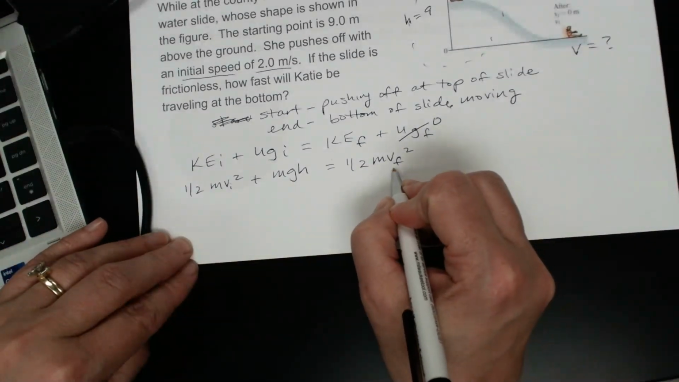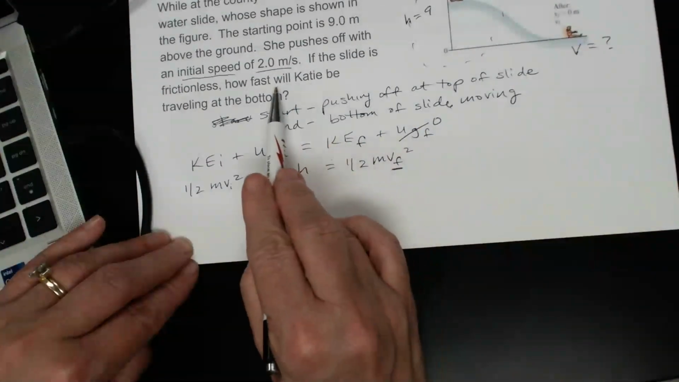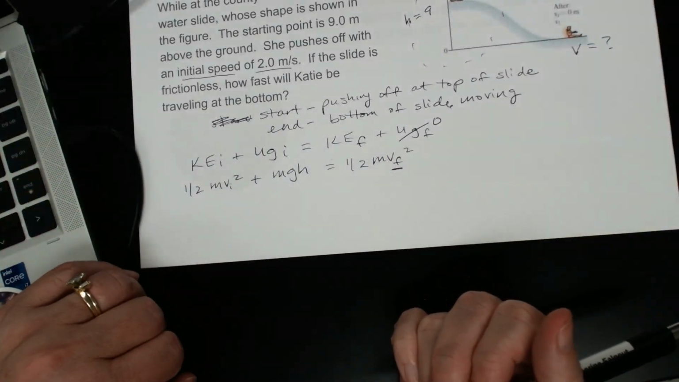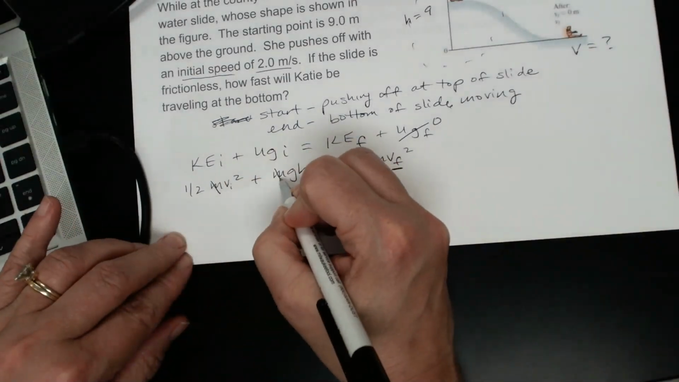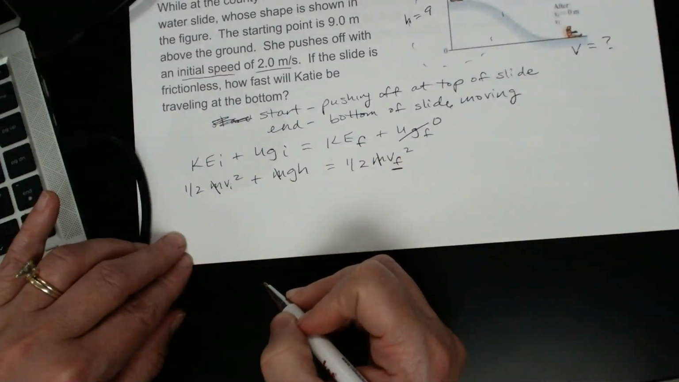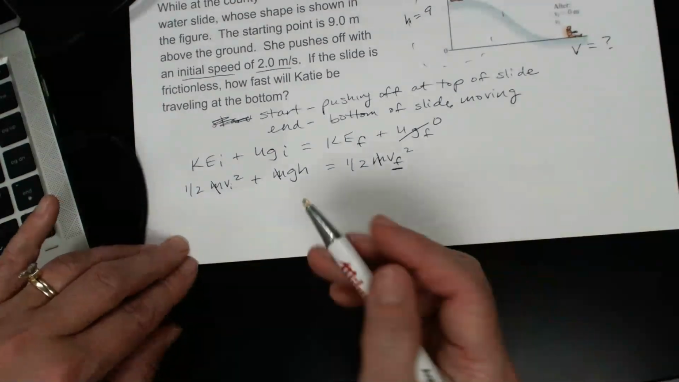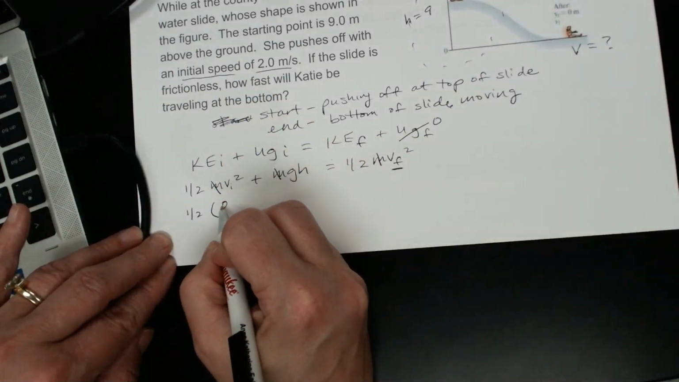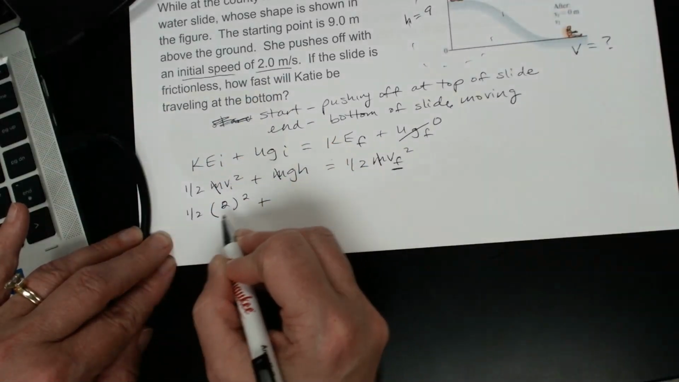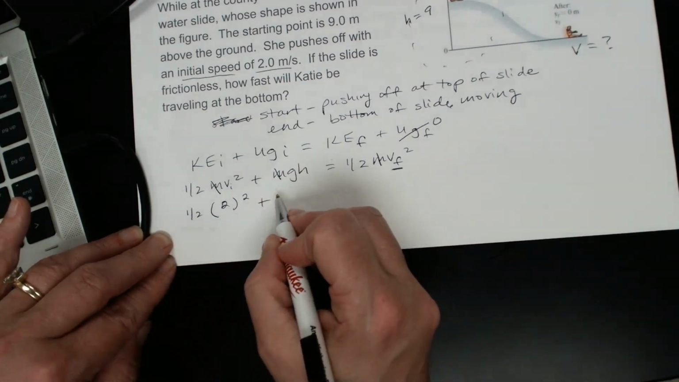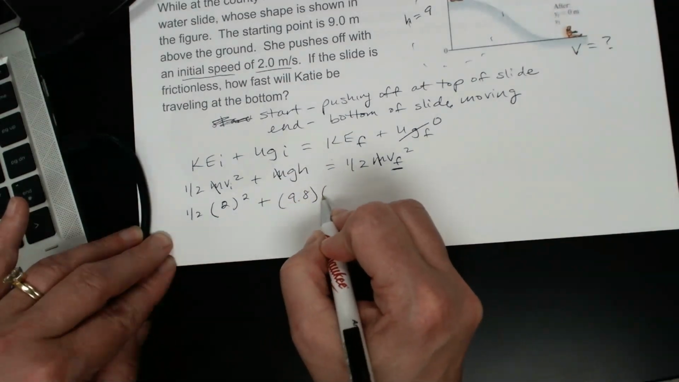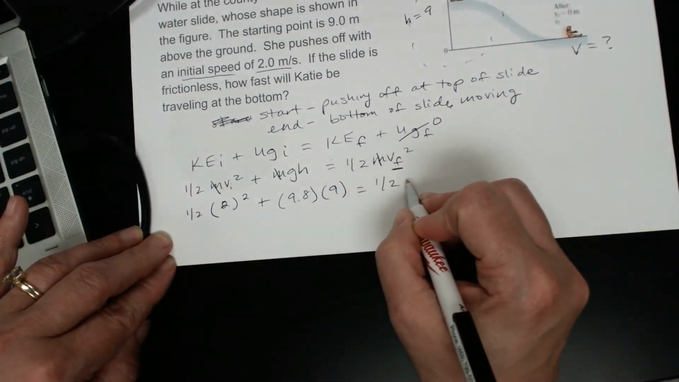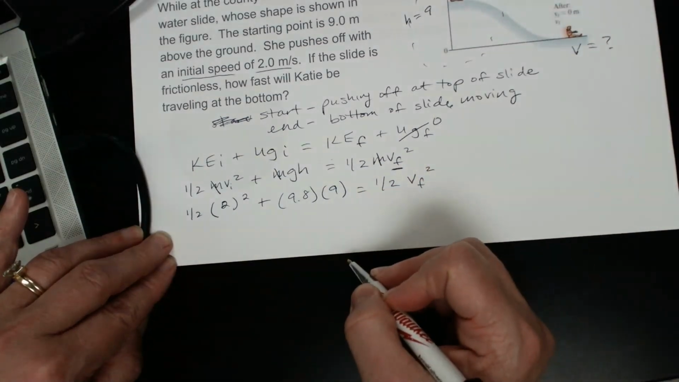We're solving for her speed at the bottom. How fast is she going to be traveling at the bottom? So now we can just go ahead and plug in numbers. We find that mass is going to cancel out, which is nice because that is not one of our givens in our problem, so we did not need it. So we have 1/2 times my initial velocity, which is 2 meters per second, so 1/2 times 2 squared, plus 9.8 times 9 meters, that's the height of my slide, equals 1/2, and then I don't know my final velocity. That's what I'm trying to solve for.